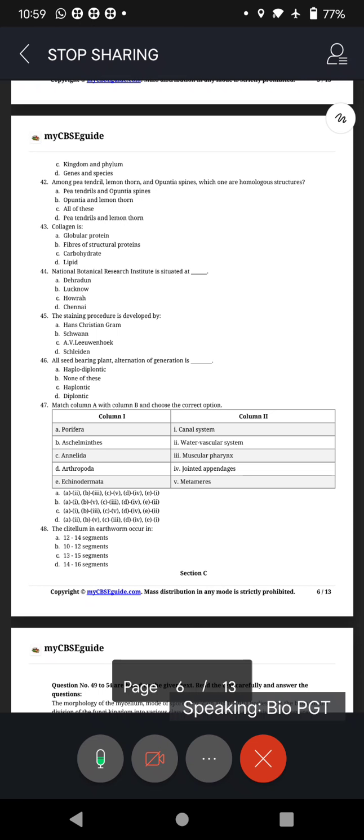Right? Next, question number 48, last question in this section. The clitellum in earthworm occurs in... remember I said the reddish brown color present on the surface of the earthworm, and it's internally also present, and it has its significance. So in which segments does it occupy? 12 to 14, 10 to 12, 13 to 15 segments, or 14 to 16 segments. Metamerization we were talking about, metameres, that's segmentation. So the number of segments in which the clitellum will be present, that is the question.